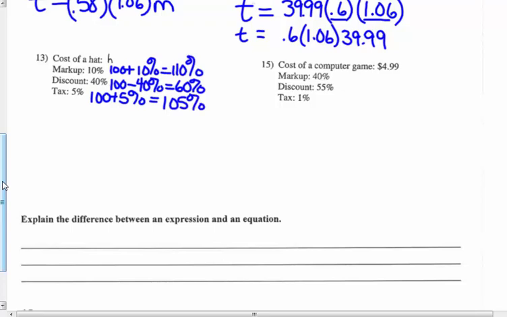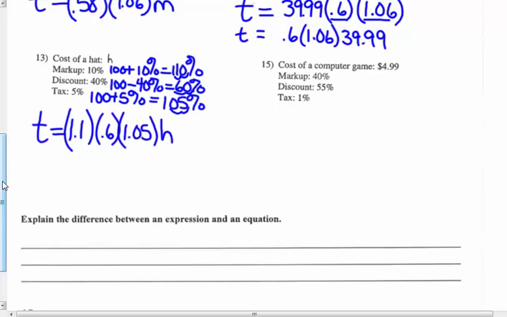So my hat, the total cost to me would be that markup, 1 10/100ths, or 1 1/10, times my discount. I'm going to pay 60% of it, 60/100ths, or 6/10ths. I might take those zeros off, just because you don't really need them. So 1 1/10, 110%, 6/10ths, or I'm going to pay 60%. Then I'm going to pay tax of 5 more %, 1 5/100ths, times the cost of my H hat.